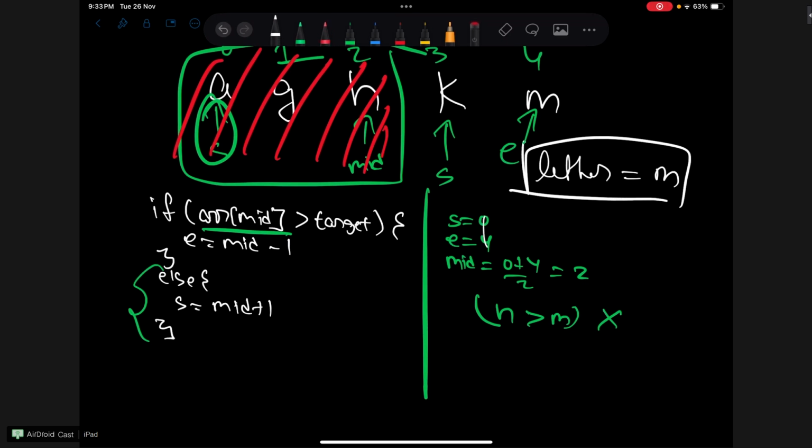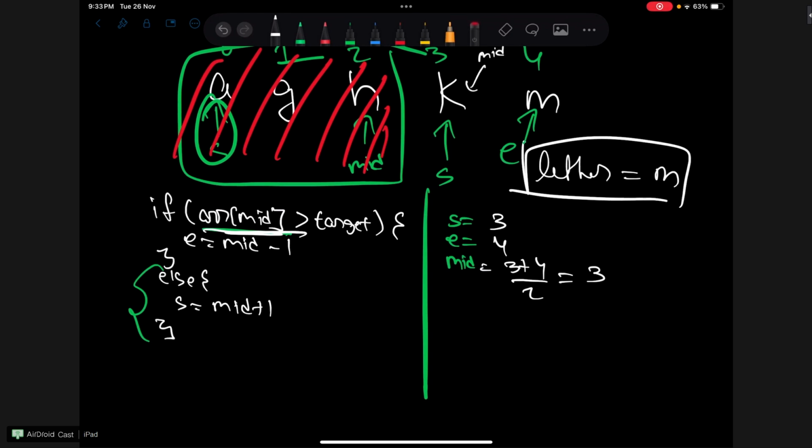Okay, so let's quickly erase it out, and let's do the mid calculation again. This is going to be the next iteration. So S is going to be 3, E is going to be 4, mid is going to be 3 plus 4 by 2. So the answer is 3. We'll check array of mid, so this is where the mid is pointing.